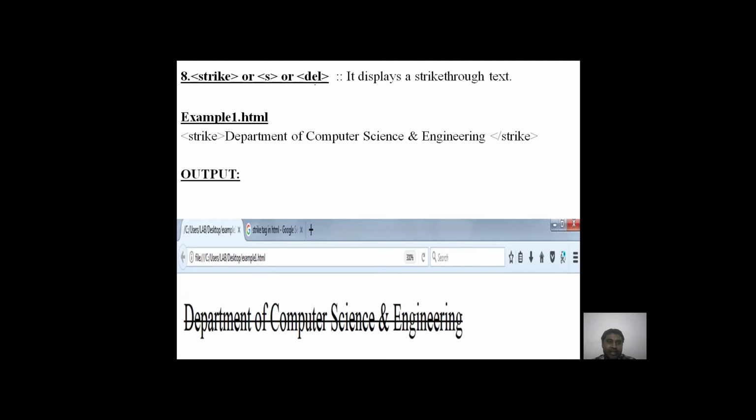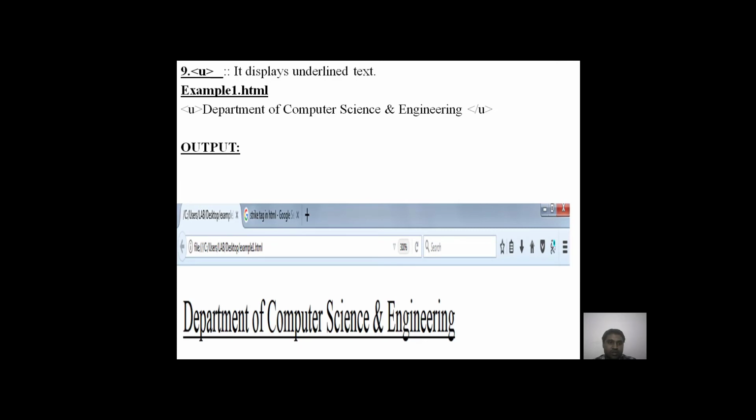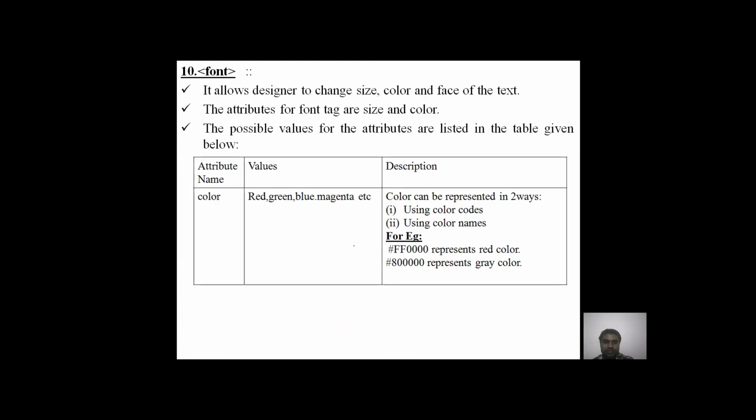Next one, the strike tag. It is used to display line through text, or deleted text, or strikethrough text. Since you are using Department of Computer Science and Engineering with the strike tag, it will be displayed like this: the text Department of Computer Science and Engineering with a line through. This is called deleted text or line through text. Next is the underline tag. It displays underlined text like this. Since I am using Department of Computer Science and Engineering with the u tag, the underline tag, you will get an output like this: Department of Computer Science and Engineering with underlined text.